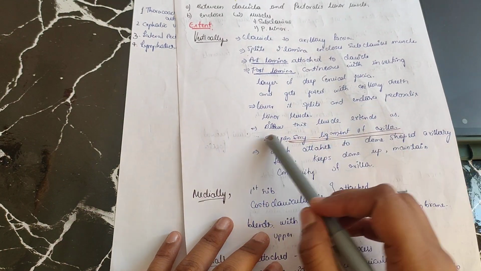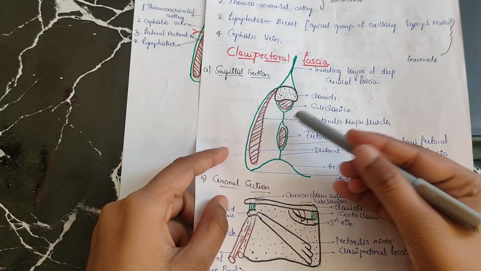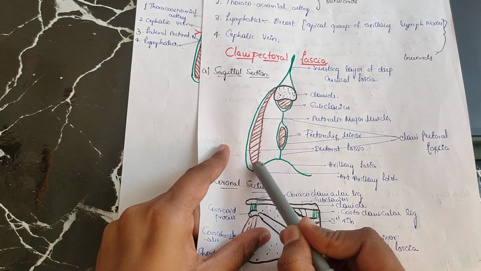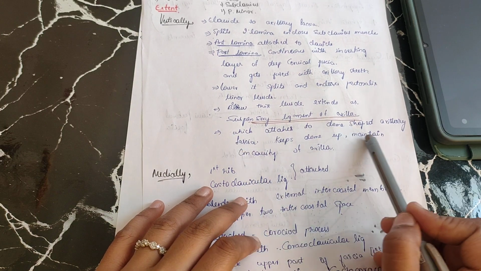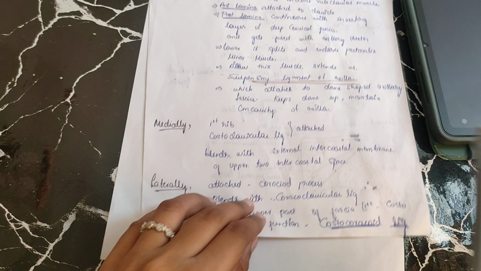And then below it will continue as suspensory ligament of axilla. This part is suspensory ligament of axilla, which maintains the concavity of the axillary fascia, it helps to keep the axillary fascia dome shaped, that is, it maintains concavity of the axilla.